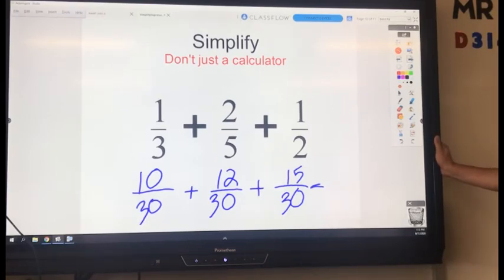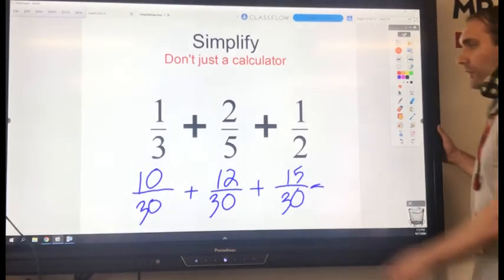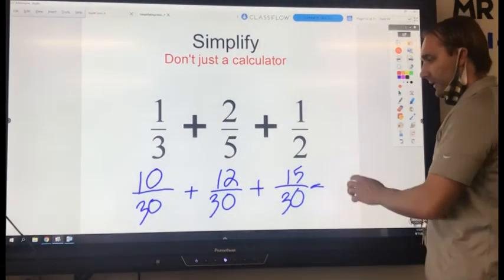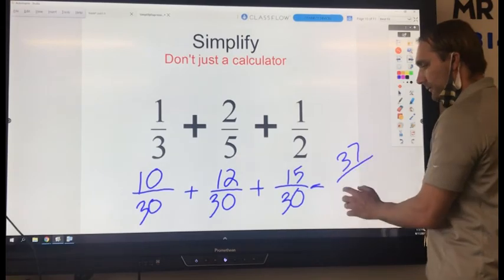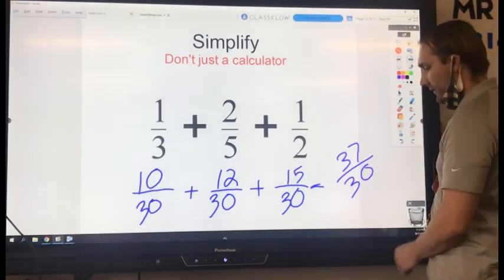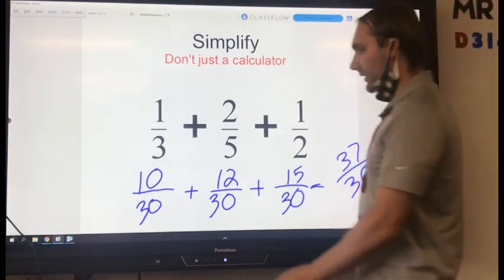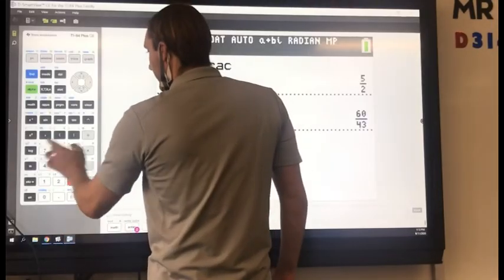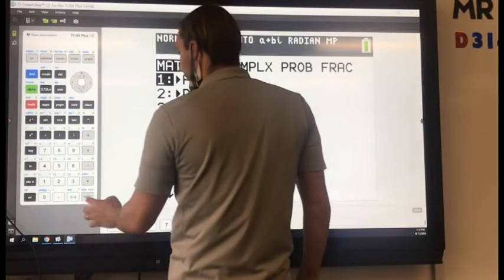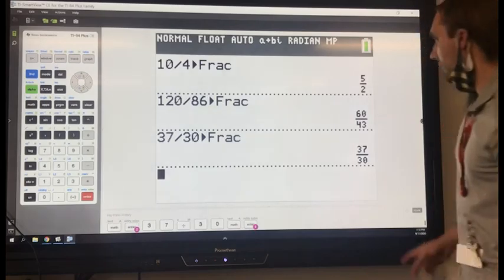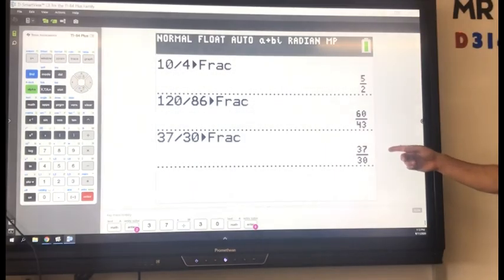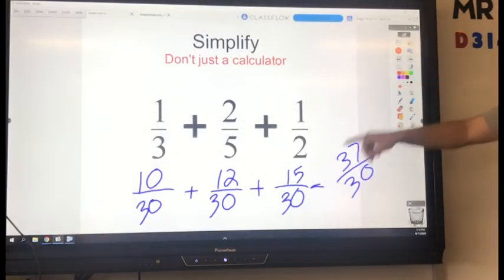90. Oh, down there it says same. Well, let's just worry about the top. What's 37? And the bottom? 30. Denominator doesn't change. All right, let's go to our calculator, 37 30ths, and see how it simplifies. Oh, good. It's already simplified. So 30 was, in fact, the least common denominator.